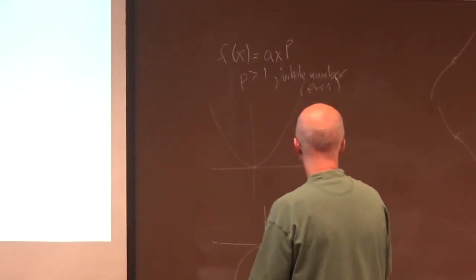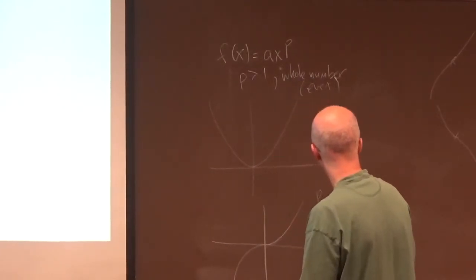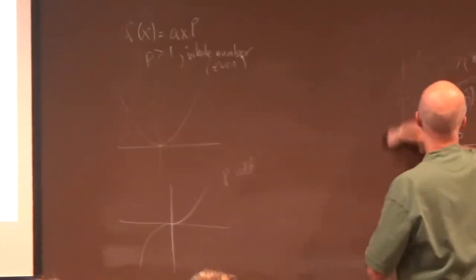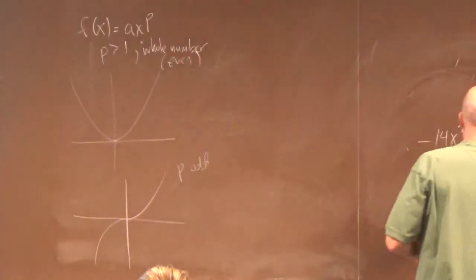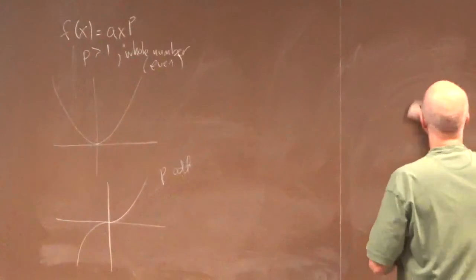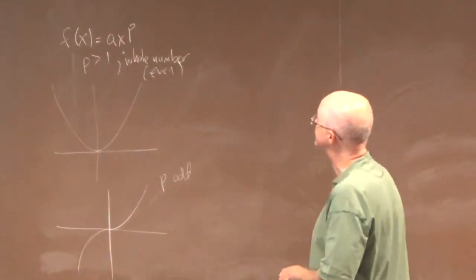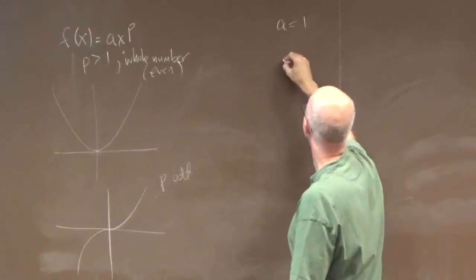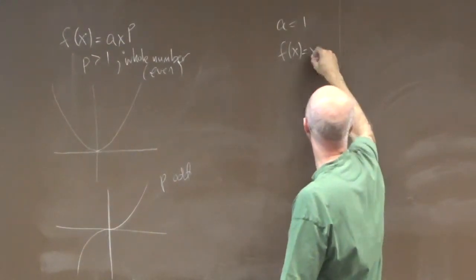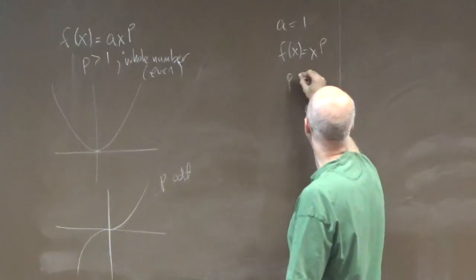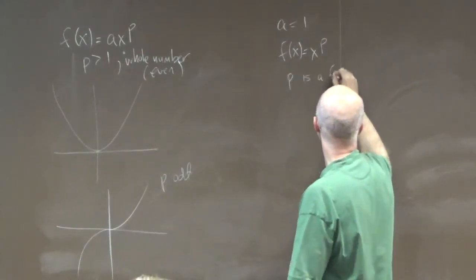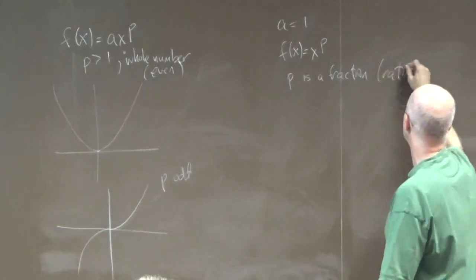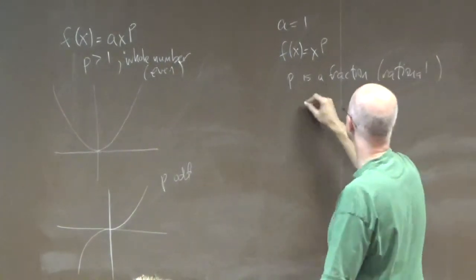If P is a whole number and odd, then it's more like a cubic. Let's do some other interesting cases, though. This is where P is odd. These new kinds of cases where P is, for example, a fraction. Let's go ahead and pick A to be 1. So let's look at f of x equals x to the p, where P is a fraction and rational, and say between 0 and 1.